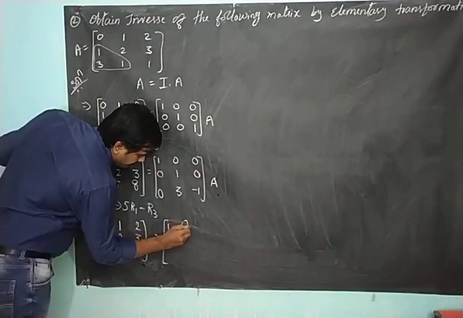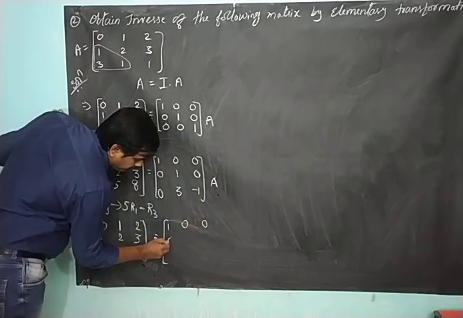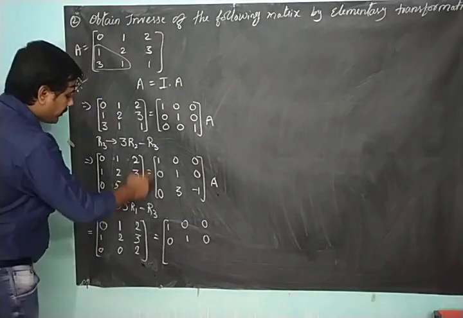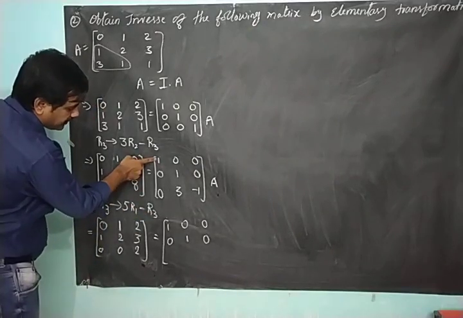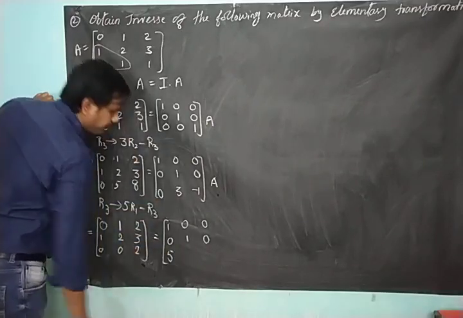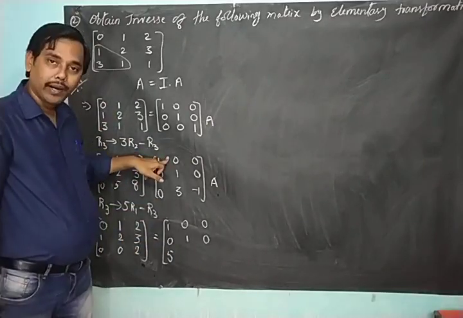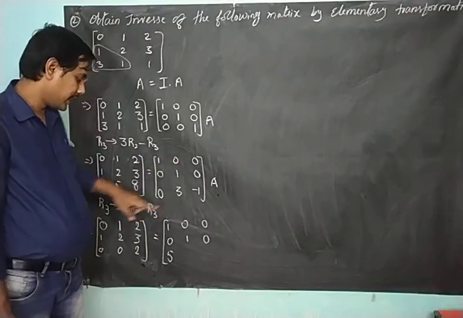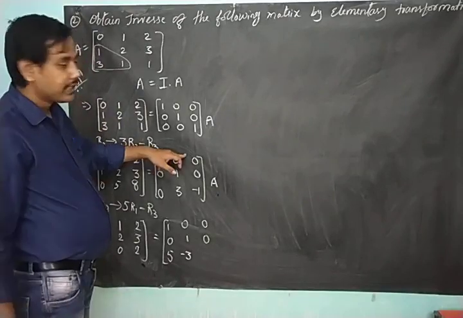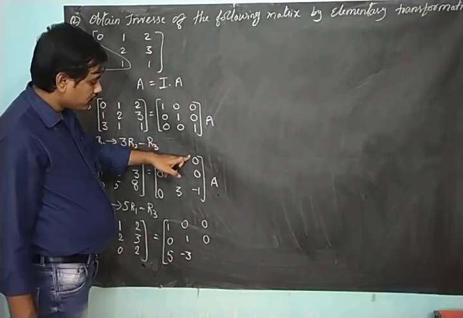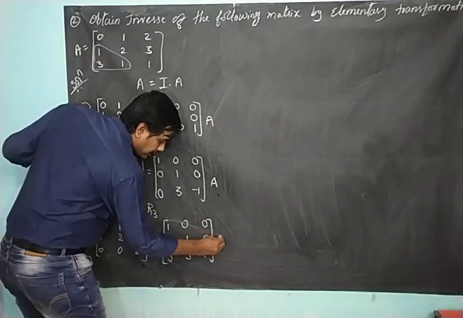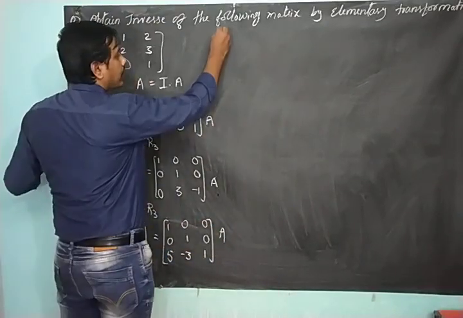1, 0, 0, 0, 1, 0. And 5R1 minus R3 applies here also. 5R1 means 5 into 1 is 5. Minus 0 is 5. 5R1, 5 into 0 is 0. Minus 3 is minus 3. Right? 5 into 0 is 0. 0 minus of minus 1 is plus 1. A. Okay?